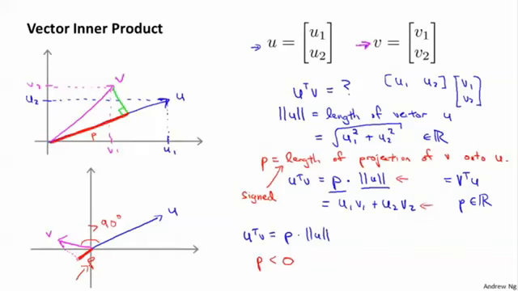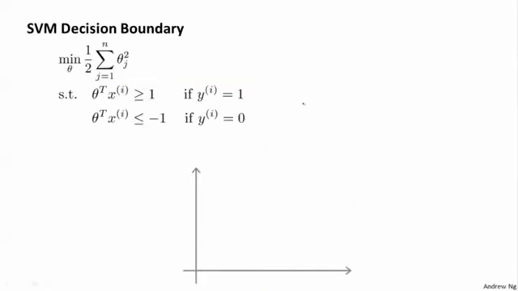We're going to use these properties of the vector inner product to try to understand the support vector machine optimization objective a little better. Here's the optimization objective for the support vector machine that we worked out earlier. Just for the purpose of this slide, I'm going to make one simplification to make the objective easy to analyze, and that is to ignore the intercept term. We'll just ignore theta 0 and set it equal to 0. To make things easy to plot, I'm also going to set n, the number of features, to be equal to 2. So we have only two features, x1 and x2.